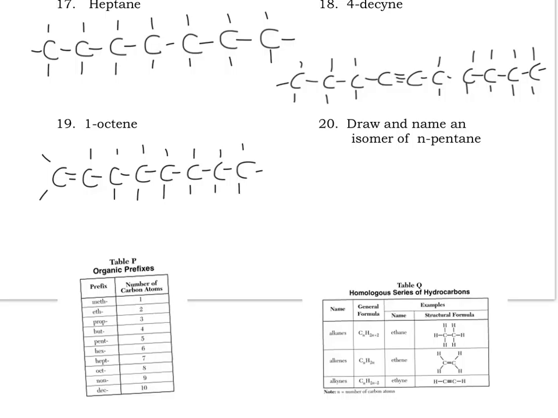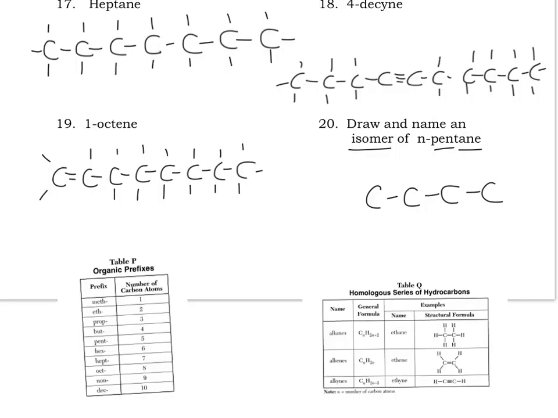Last question is asking for an isomer of pentane. If you want to draw pentane, you can, but that's not going to count. You can draw it as a way of helping you figure out one of the isomers. The easiest thing to do is to pluck off one of the terminal carbons and stick it on an internal carbon. So pentane is 5 carbons long. I'm going to draw it only 4 carbons long.